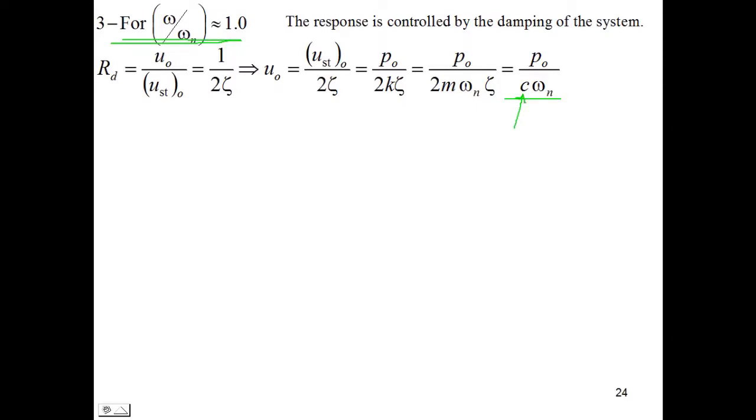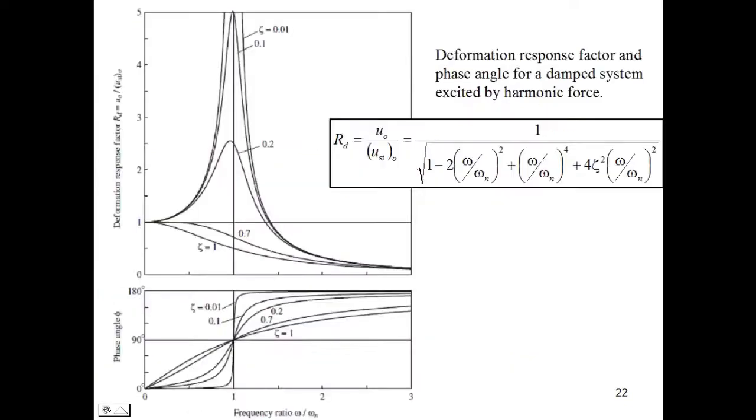If omega over omega n is much less than 1, in other words, the force is slowly varying, phi is close to 0 degrees, and the displacement is in phase with the applied force. When the force acts to the right, the system would also displace to the right.